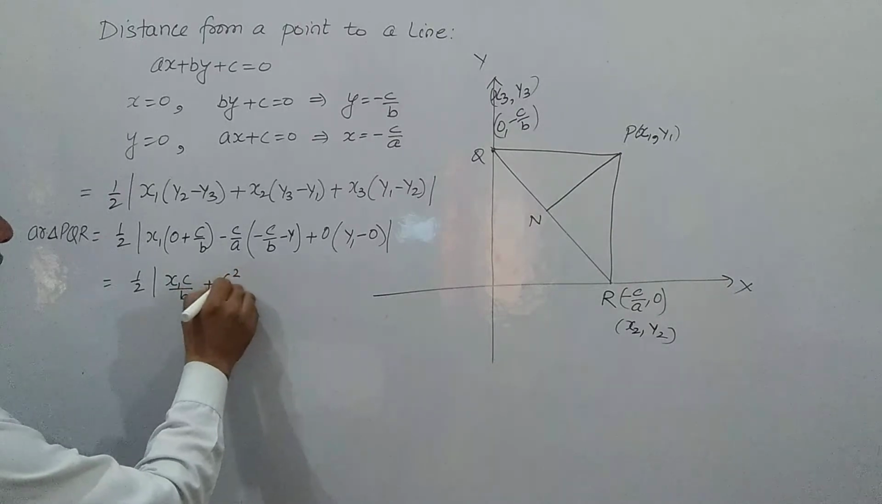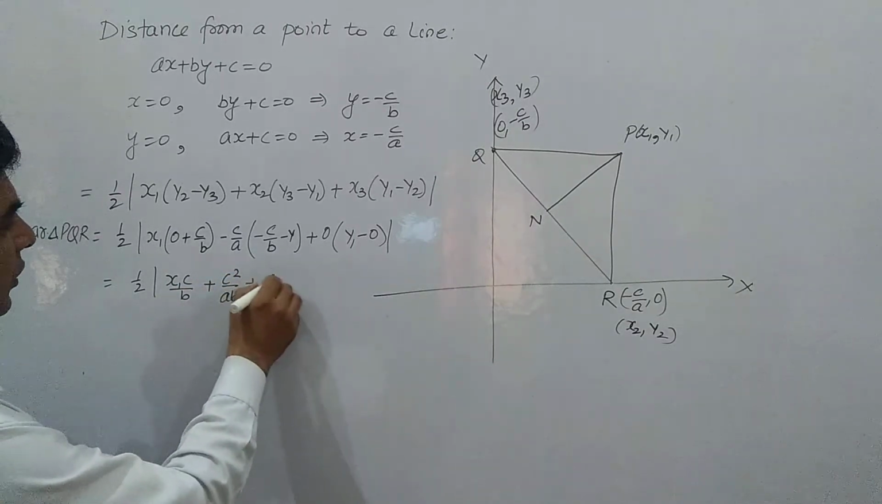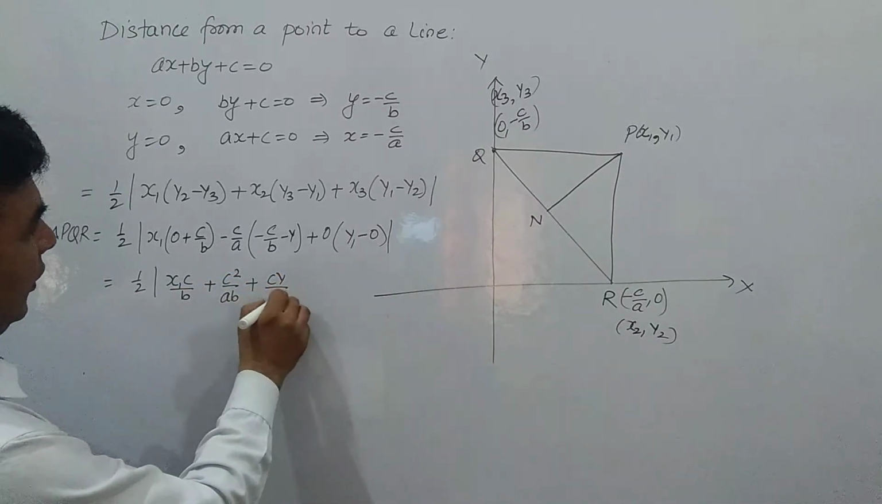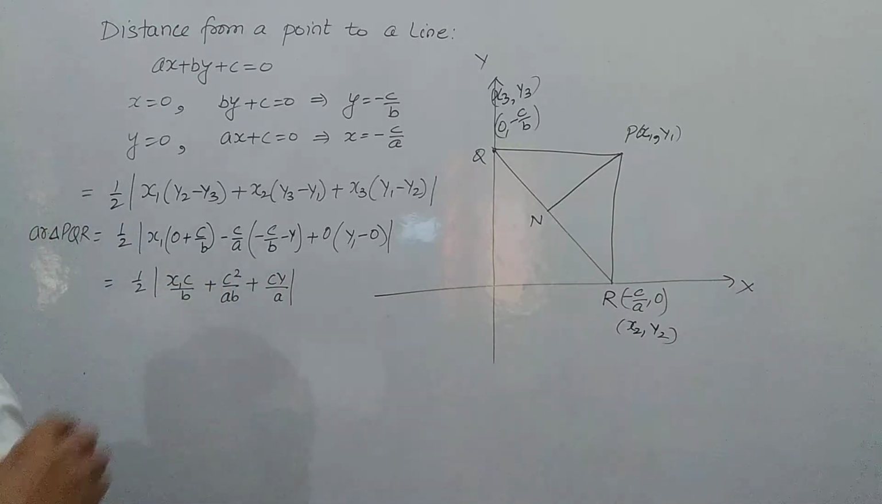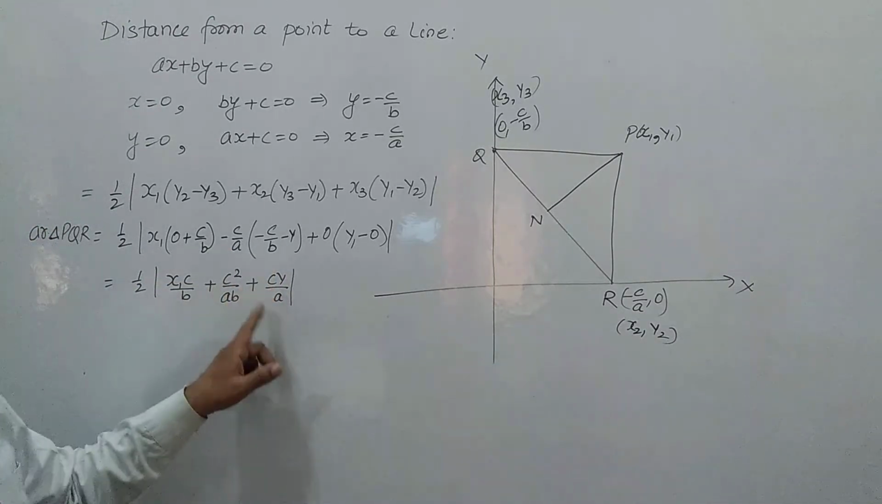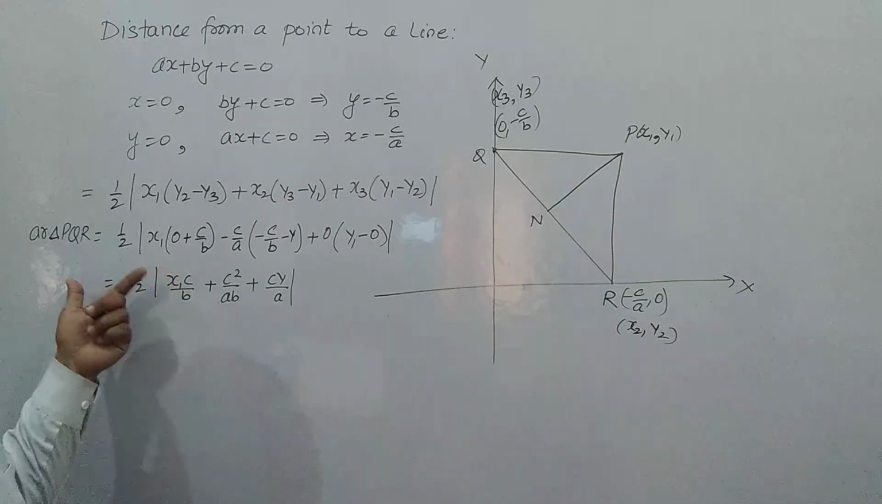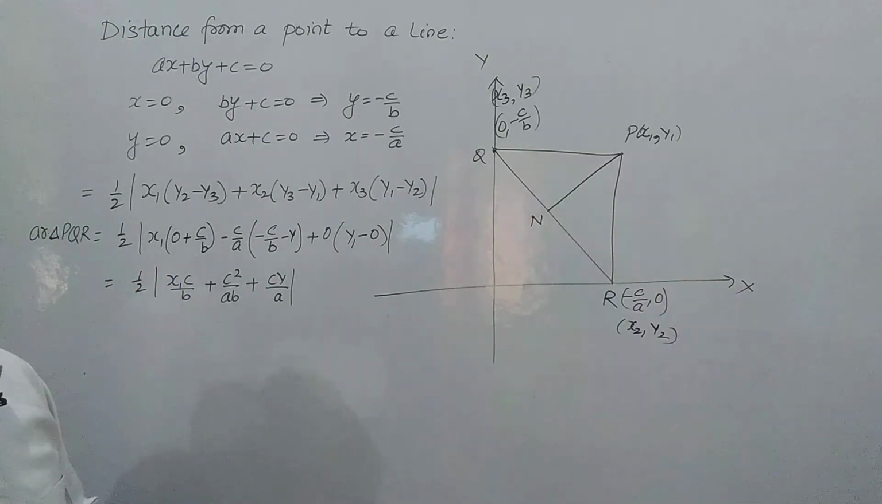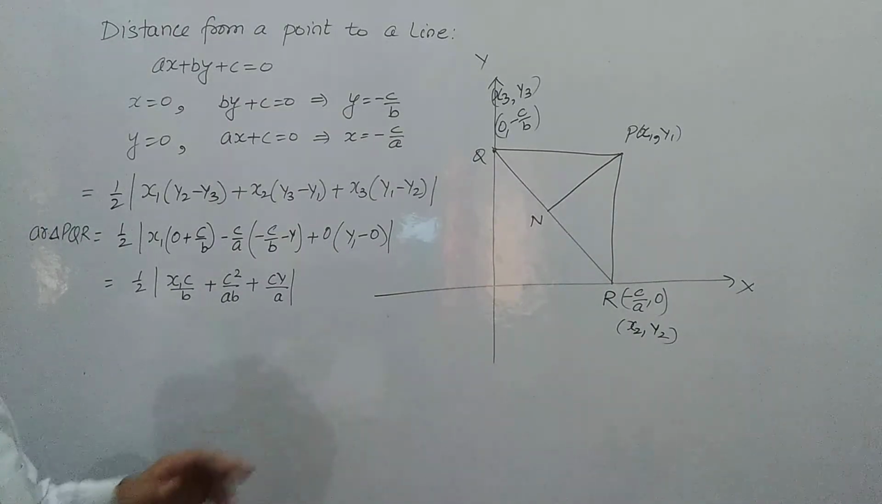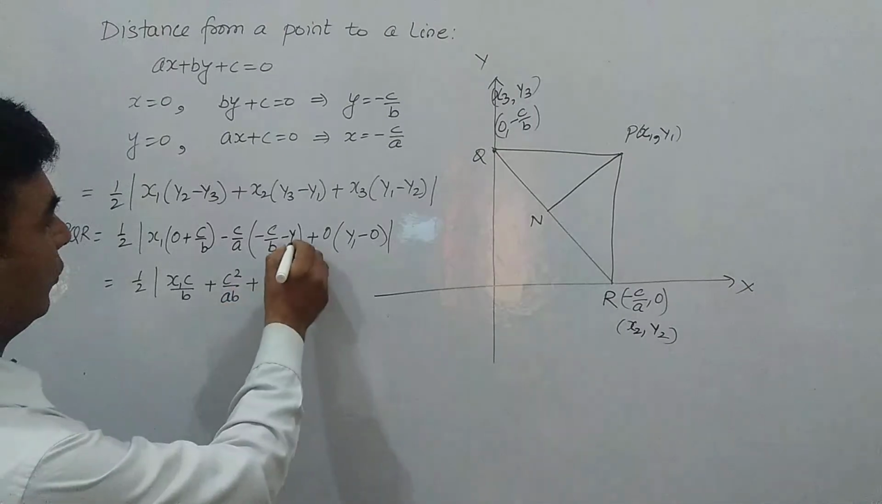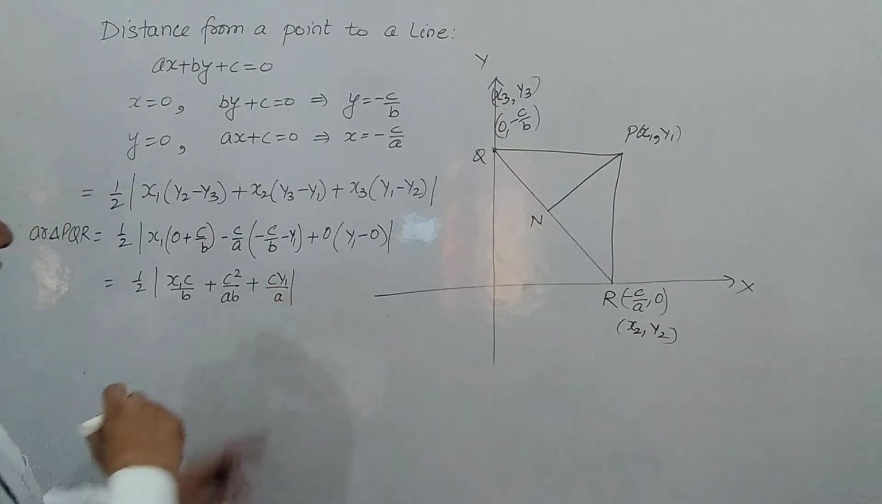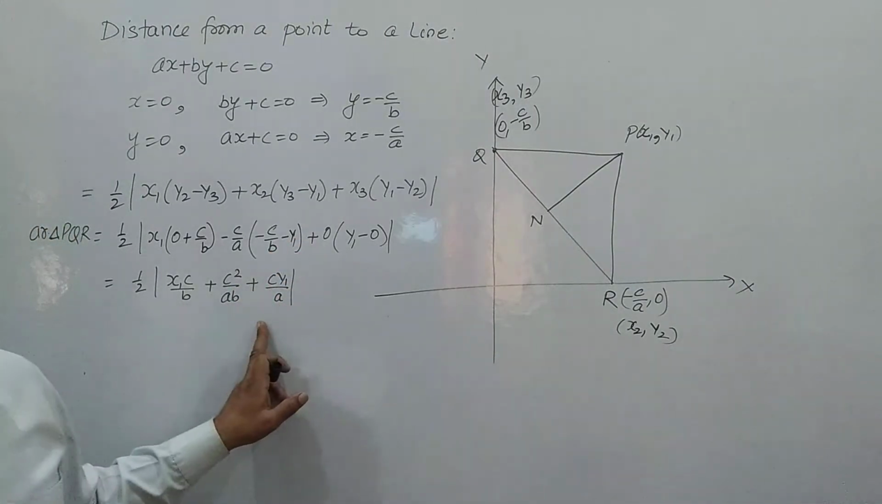So the area of this triangle will be given by half of x1 c by b plus c square by ab plus c y1 by a. This is your c y1 by a, and this is y1, so we will take it as y1. Now this is the area of triangle PQR.